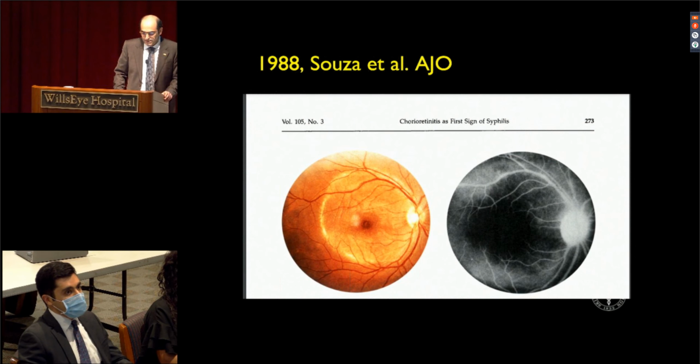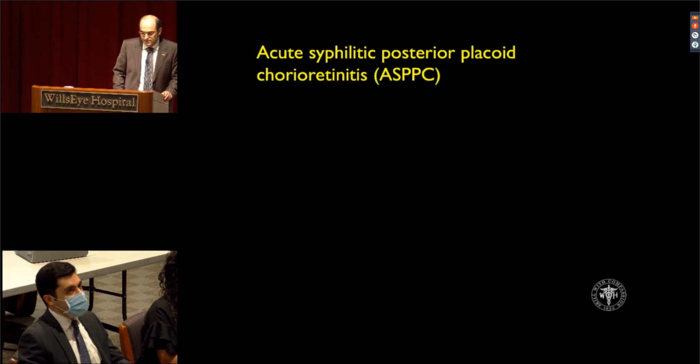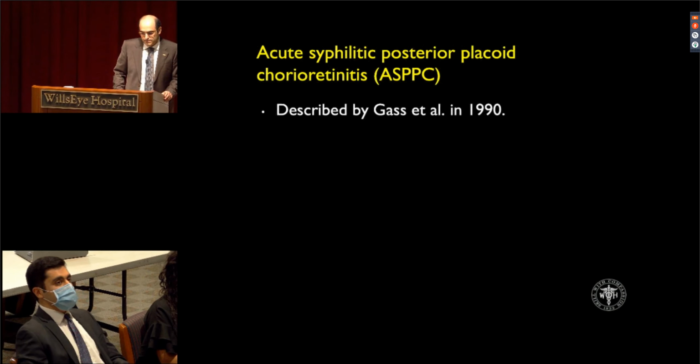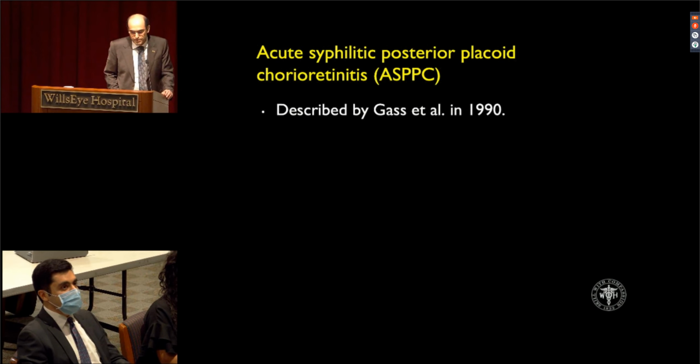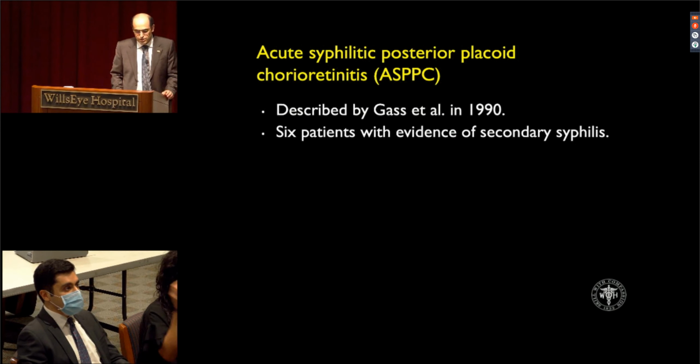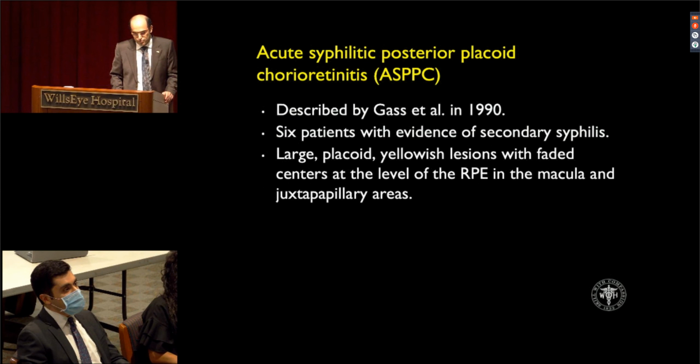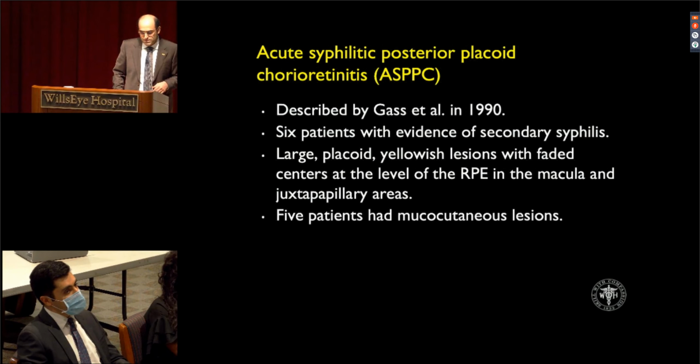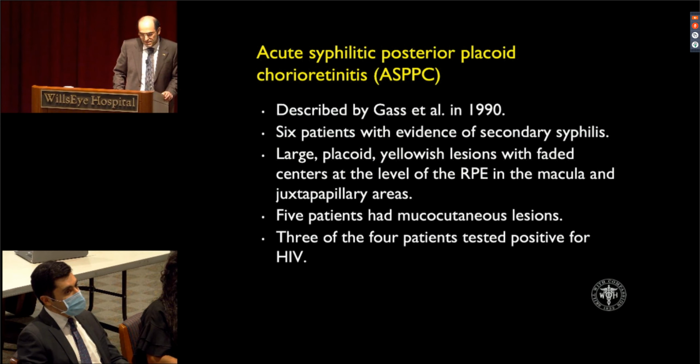Yet, it was 1990 when Dr. Don Gass coined the term acute syphilitic posterior placoid chorioretinitis in a paper which was published in Ophthalmology. 6 patients with evidence of secondary syphilis were introduced. They had large placoid yellowish lesions with faded centers at the level of the RPE in the macula and juxtapapillary area. 5 patients had mucocutaneous lesions, and 3 of 4 patients tested positive for HIV.